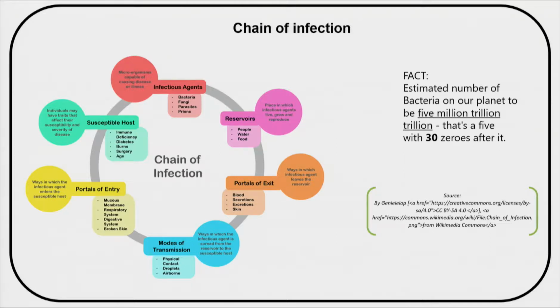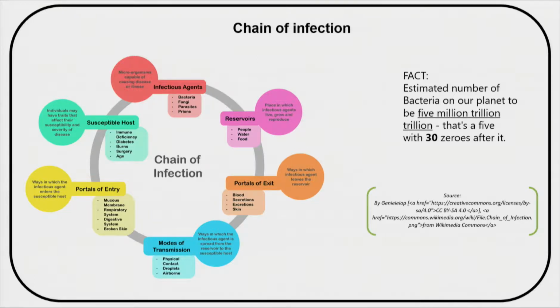From there, they get through the modes of transmission, right? They can be physical contact, droplets, or airborne. Through these modes of transmission, they enter the portals of entry. And what are they? The portals of entry usually are the mucous membranes, the respiratory system, the digestive system, broken skin, etc. And then for the infection to go on within this chain, we need a susceptible host.